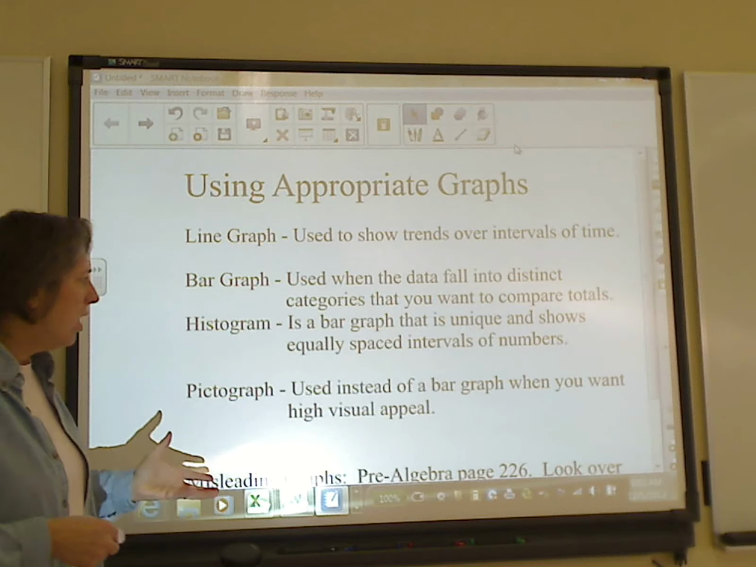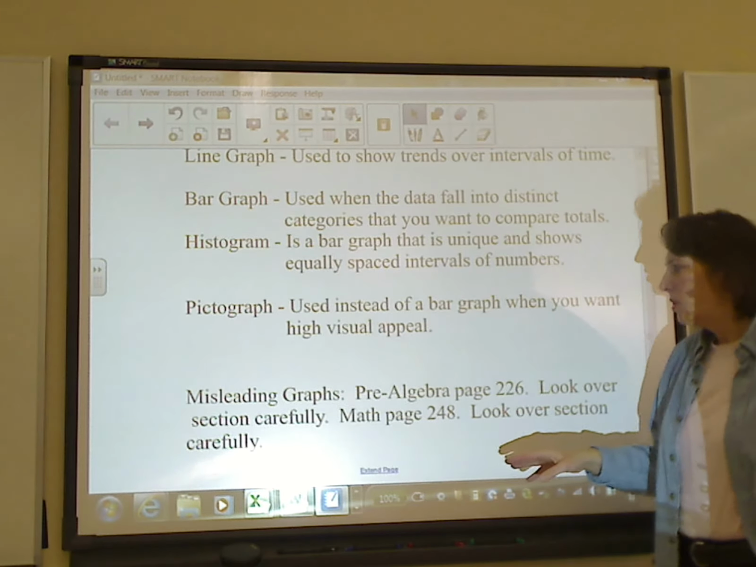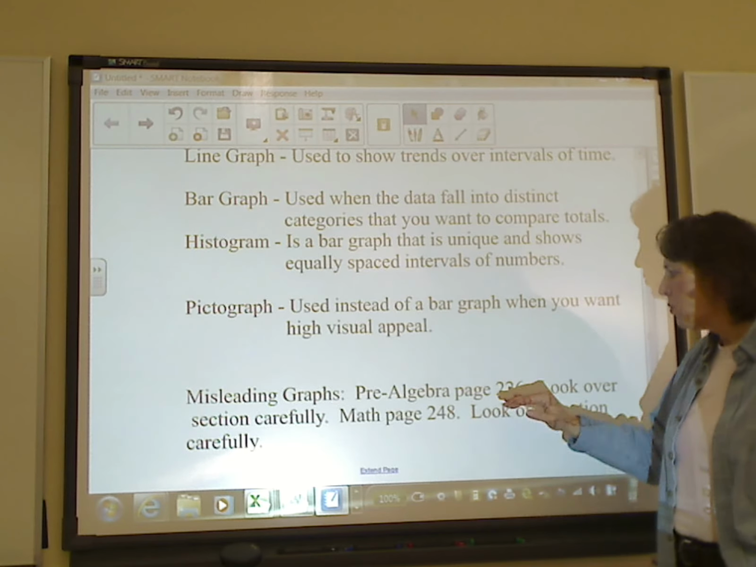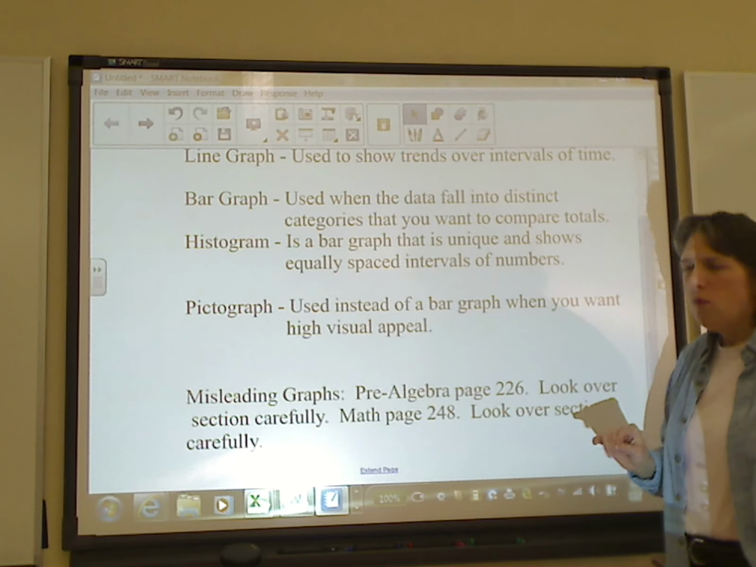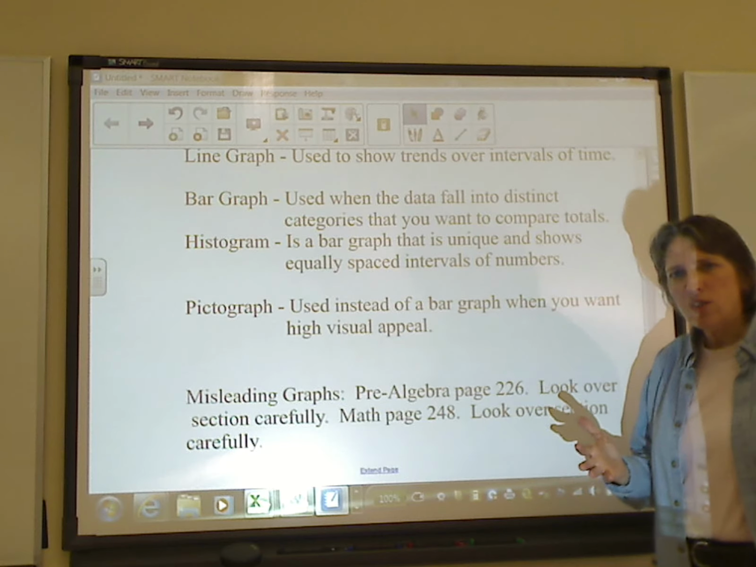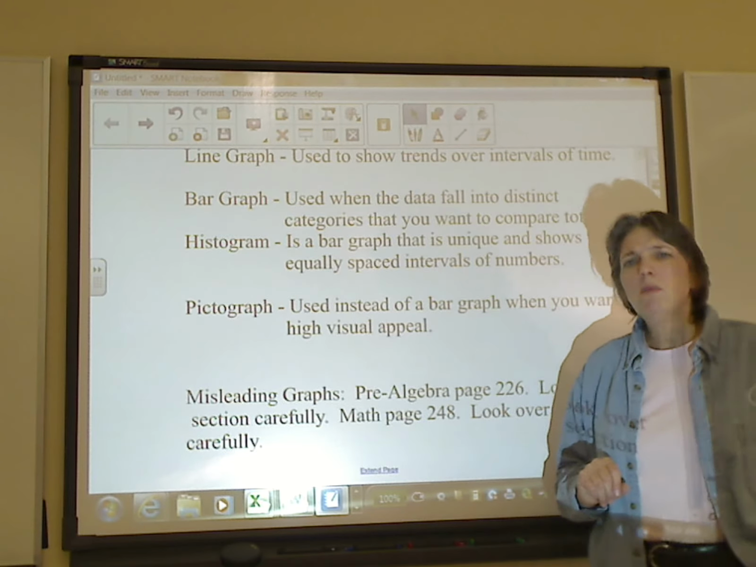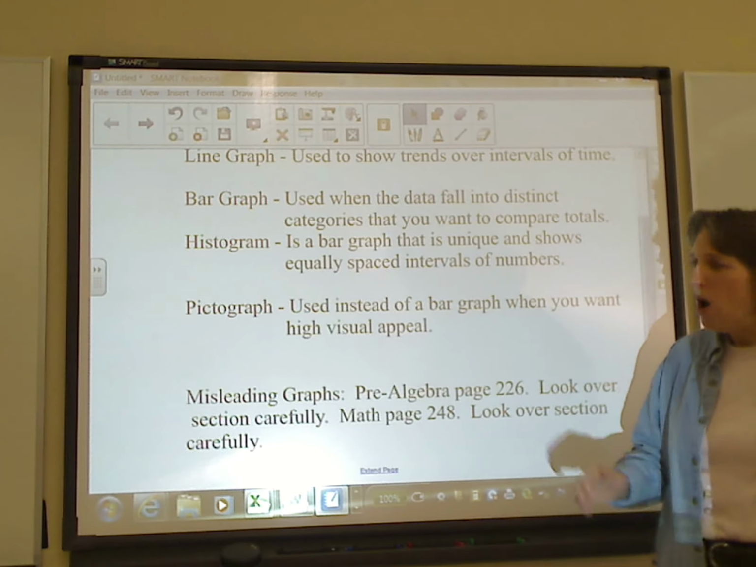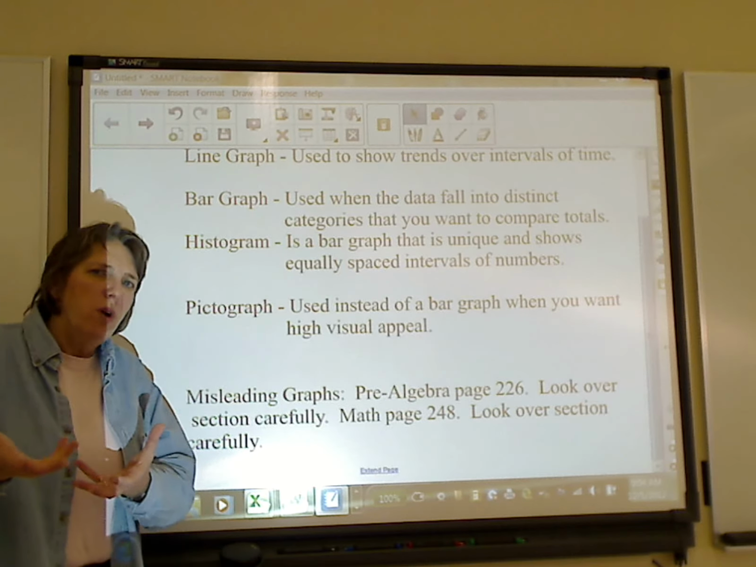Then the other thing that we're going to talk about is I want you to look in your books right now. Pause the video, and look in your books, pre-algebra on page 226, and my math class is on page 248. Look over the section, the first 2 pages of reading, and then look at the exercises, the homework. You're not doing those projects, you're looking at them, and then come back. This is all about misleading graphs. So pause the video, look at those pages, and then come back. All right, let's see if you understood it. Misleading graph does what?